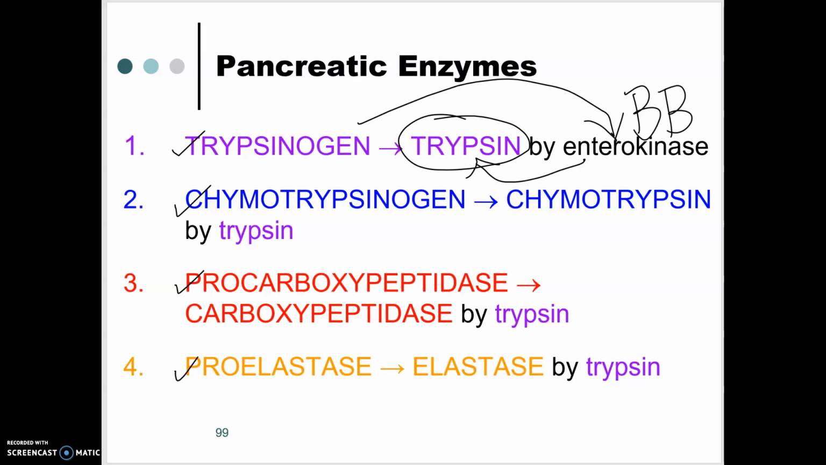Once trypsin is activated, then trypsin will activate chymotrypsinogen, which becomes chymotrypsin. Trypsin will also activate procarboxypeptidase, which turns it into carboxypeptidase, and it'll also activate proelastase, which will turn it into elastase. So we end up with 4 proenzymes. Once the first one, trypsinogen, is activated by enterokinase to become trypsin, then trypsin will activate the other 3 proenzymes to produce the 3 final enzyme products: chymotrypsin, carboxypeptidase, and elastase. And all of those are going to be proteolytic enzymes.